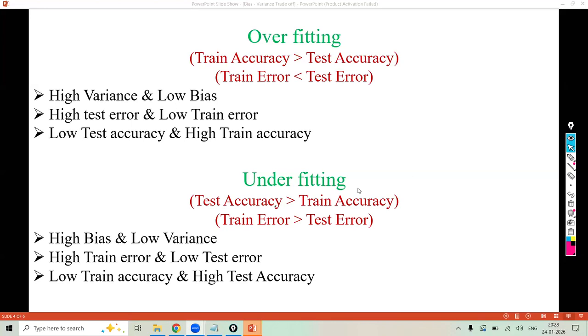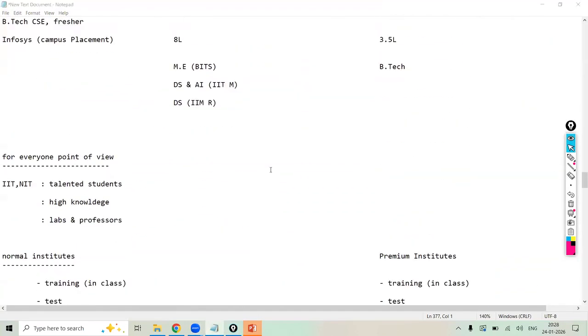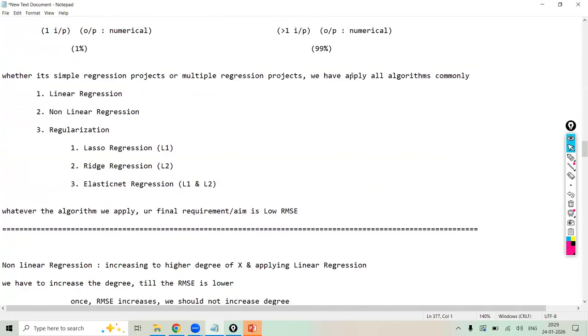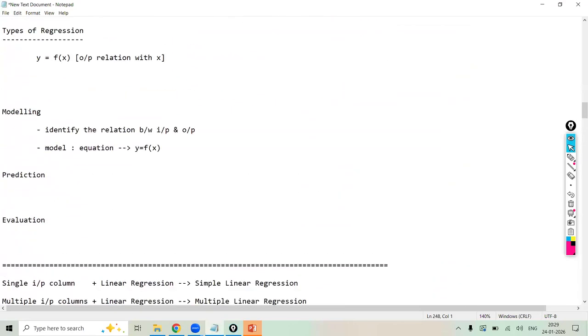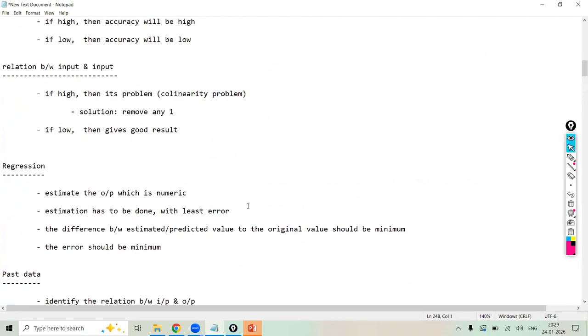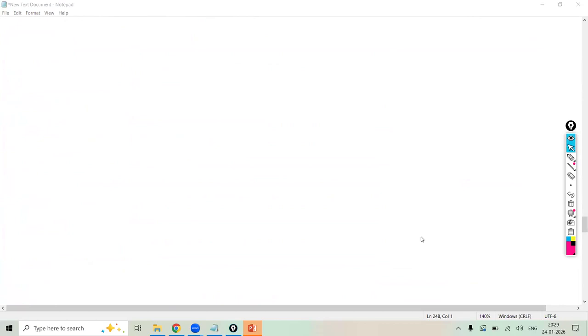Now let us move on to the next topic. What is the next topic for us? Train test split, overfitting and underfitting, everything is clear. The third one is called regularization. As I told you, today I will complete 3 topics, and the next one is regularization. Now in the regularization, okay, next class.